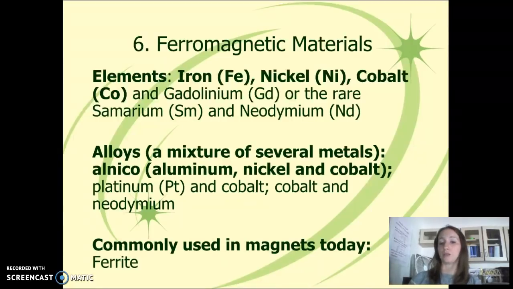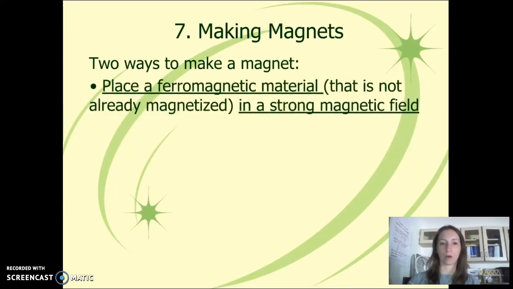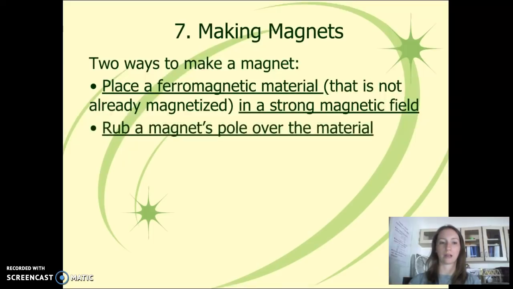One thing that's commonly used in magnets is ferrite. You can actually make something a magnet if you want. You can place a ferromagnetic material that is not already magnetized in a strong magnetic field. So you can actually place something like a paperclip in a magnetic field and cause it to be temporarily magnetized.